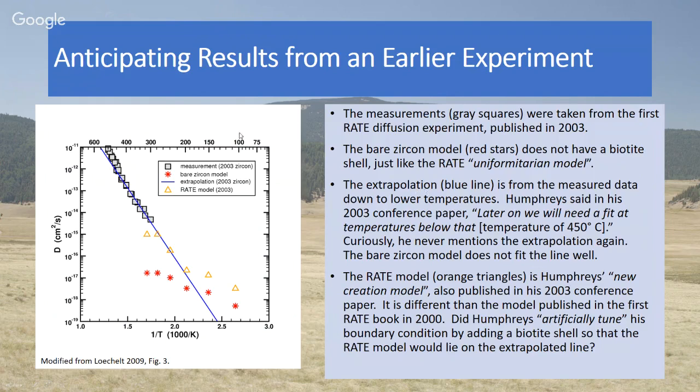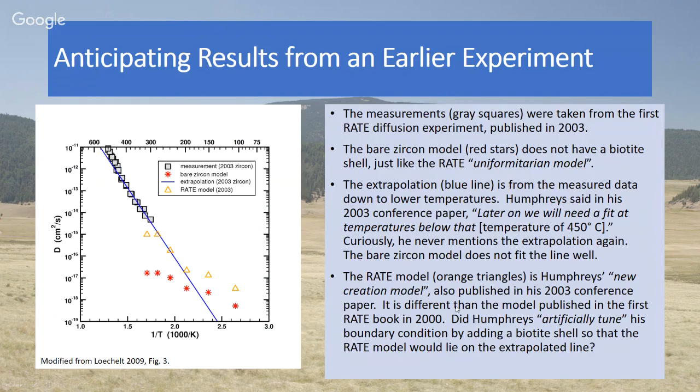The extrapolation, this blue line, is from the measured data down to lower temperatures. And this is what Humphreys said: "Later on, we will need a fit at temperatures below that." He says we will need a fit, and then he does the fit and publishes the coefficients, but he never refers back to it. He never refers to why he needs it. Okay? And then he shows the RATE model.